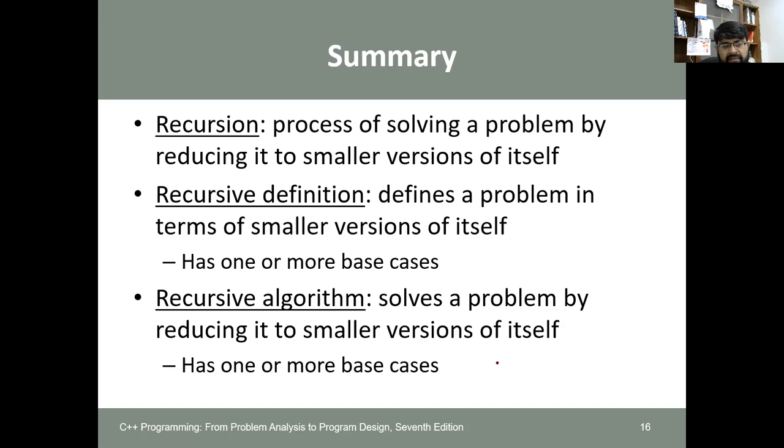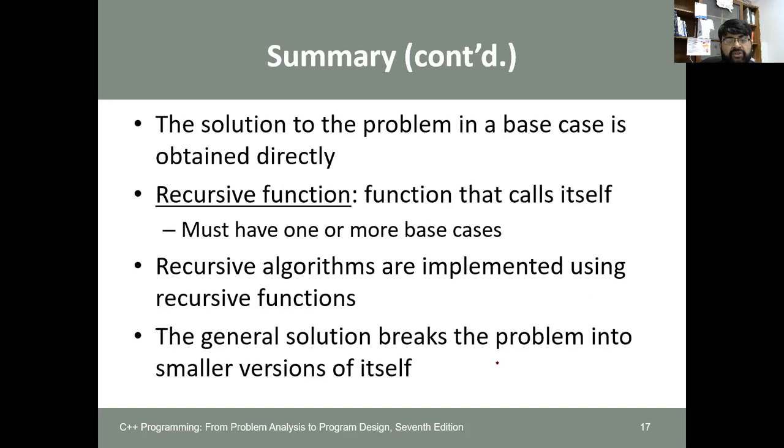On the other hand, a recursive algorithm is an algorithm that solves a problem by reducing it to smaller versions of itself, and it can again only be applied on recursive problems and not on iterative problems. So a recursive algorithm has one or more base cases. Again, this is the main thing, and the general case must simplify the problem ultimately to one or the other base case. The solution to the problem in the base case is obtained directly. It is the obvious solution. It is a direct solution for a base case. However, for a general case, you need to simplify it. The general solution will break the problem into smaller versions of itself, and then it's going to give the solution.